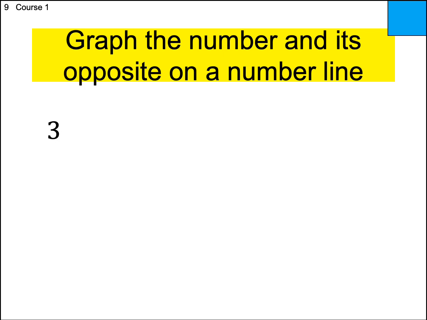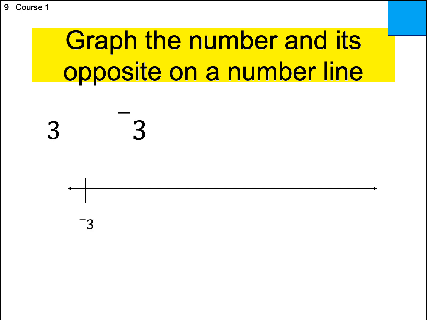All right, so the next thing they'll have you do tonight for homework, they'll say graph the number and its opposite on the number line. So they'll give you a number like 3. Well, what's the opposite of 3? The opposite of 3 is negative 3. Then you'll have to graph those two numbers on the number line. Well, that's pretty easy. So the smallest number there is, that's right, negative 3.